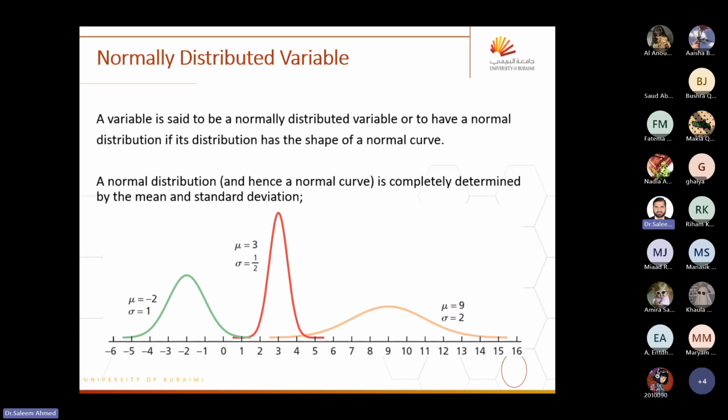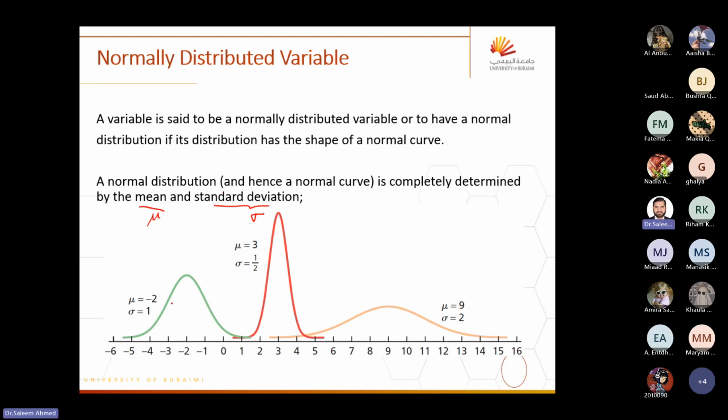A variable is said to be normally distributed, or to have a normal distribution, if it has the shape of a normal curve. Any distribution that has these shapes is called a normal distribution. A normal distribution is completely determined by its mean and standard deviation. If your mean is mu and standard deviation is sigma, then it is completely determined.